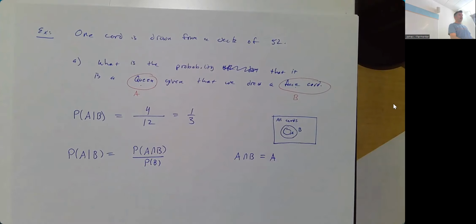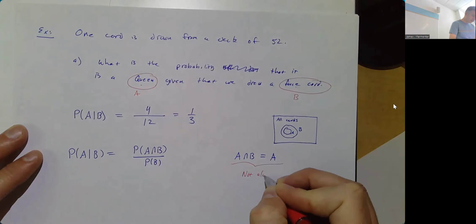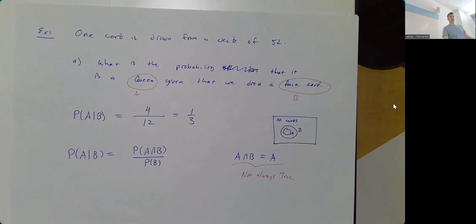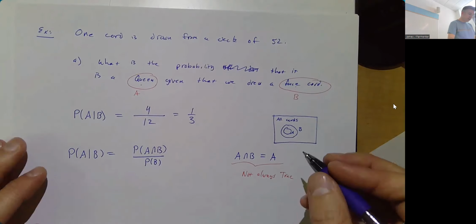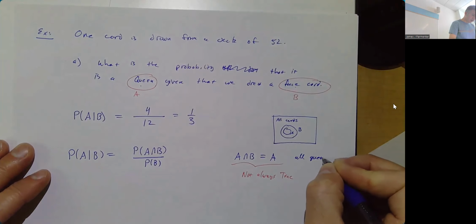I really want to emphasize, this is not always true. Don't say that James said that A intersect B was always equal to A. Not true. It's sometimes true. But in this case, that's just all queens. All 4 queens.